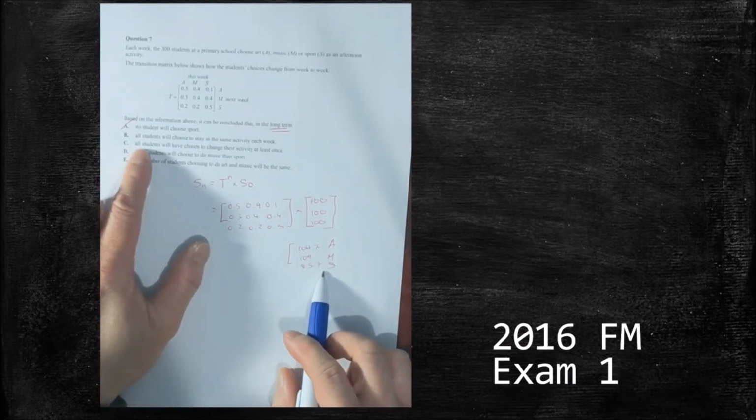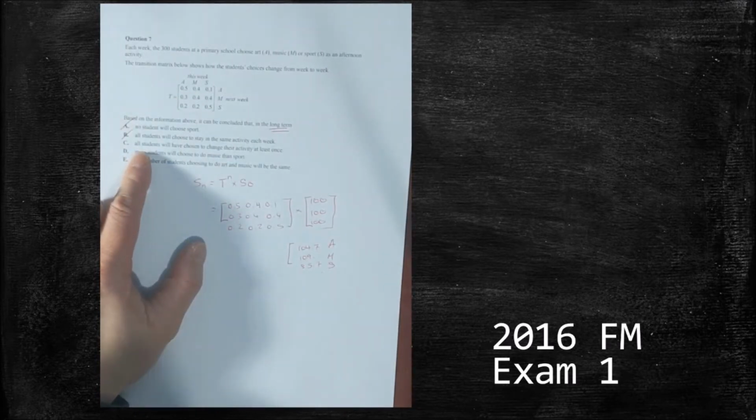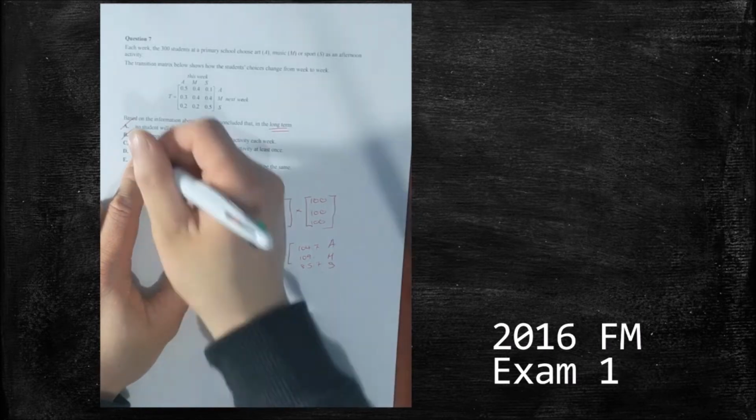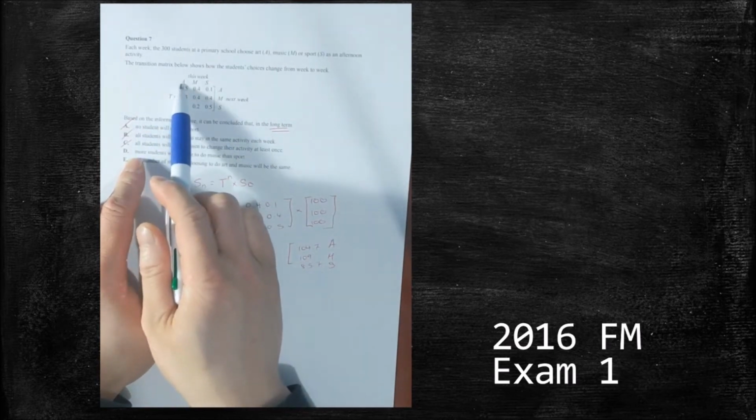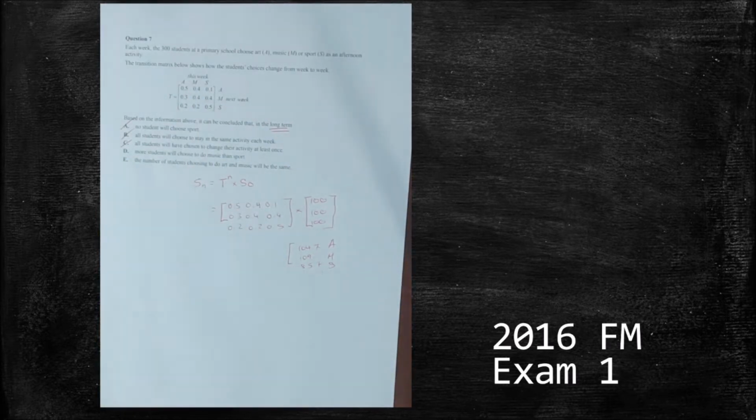All students will choose to stay in the same activity each week. That's not true, because there's a transition matrix. All students will have chosen to change their activity at least once. That's also incorrect, because from this week picking art to next week picking art, that's 50% of the students picking the same activity.